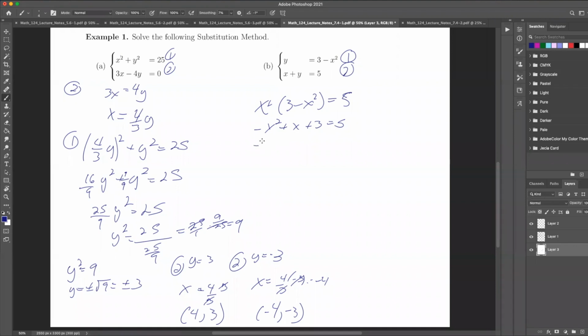So I'd move over the 5, so I'd have minus x squared plus x minus 2 equals 0. And then I multiply by minus 1, I get x squared minus x plus 2 equals 0. So this is what you type in the quadratic formula. And so here we get the 2 solutions. So let me write those down. You can crunch that through the quadratic, throw it through the calculator. You get 1/2 plus i square root 7 over 2, and then you'll have, so this, plus or minus square root 7 over 2.